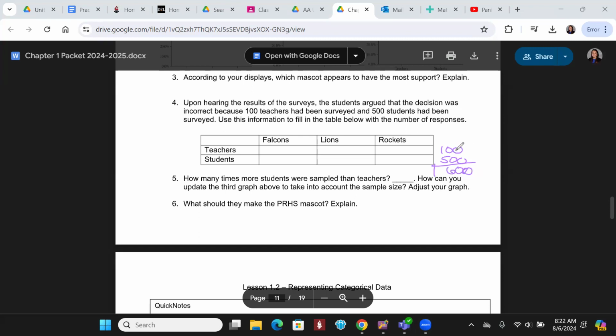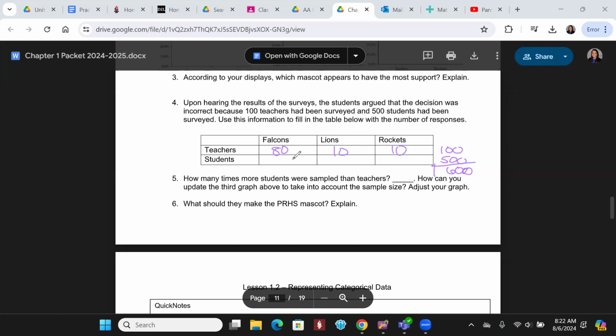Now, if there were 100 teachers, how much percentage was it up at the top that they had for Falcons? 80%. So out of 100, if we're doing 80%, how many people would that be? 80. Okay, good. What if 10% for Lions? 10. And then Rockets? Okay, good.